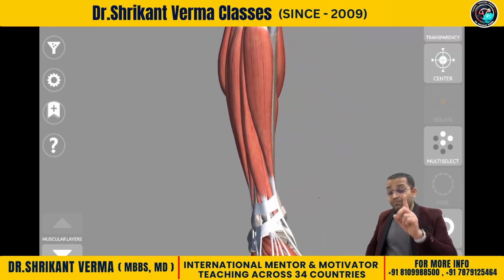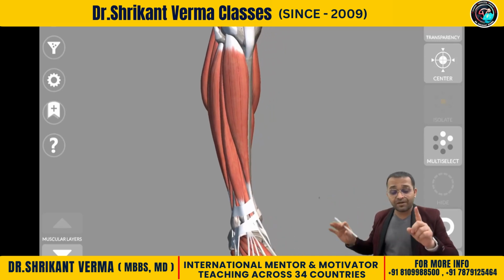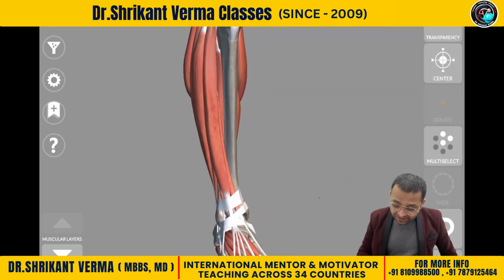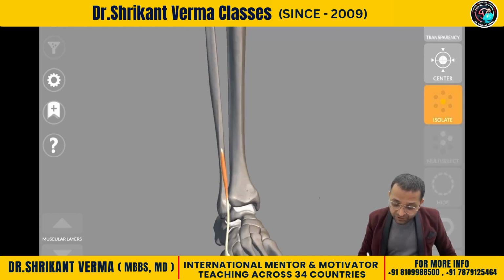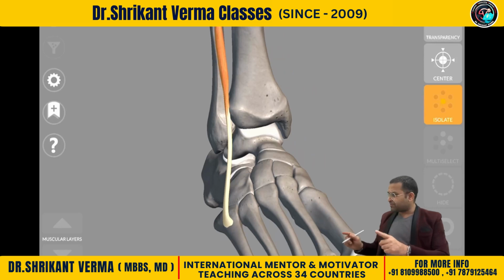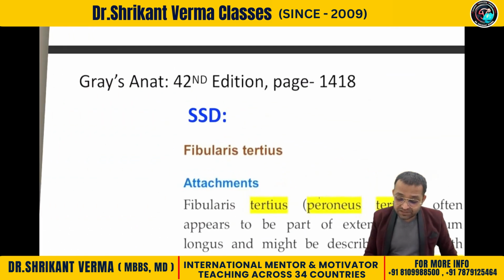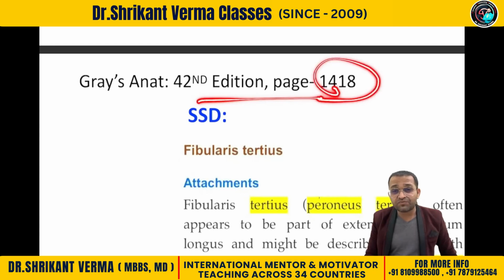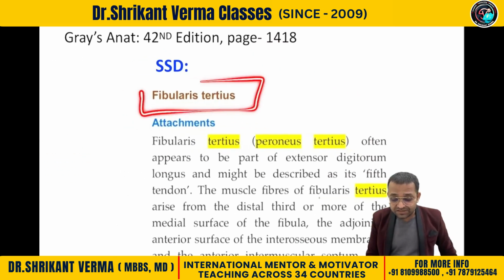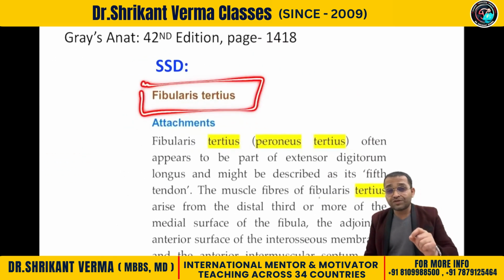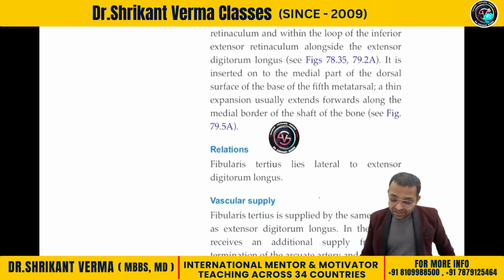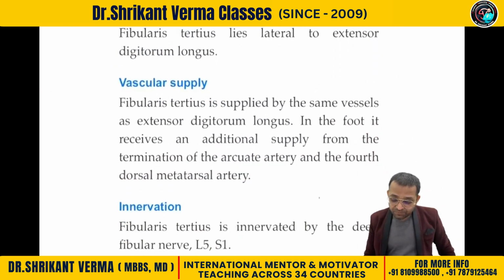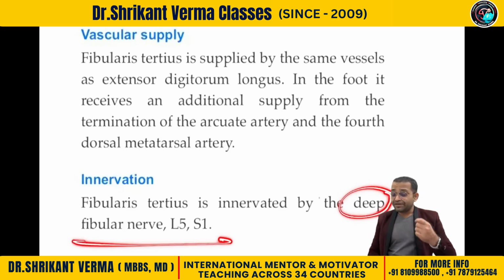The nerve of the anterior compartment, I taught you, is the deep peroneal nerve. So the deep peroneal nerve will supply all the muscles of the anterior compartment: the tibialis anterior, extensor digitorum longus, extensor hallucis longus, and the peroneus tertius. Remember, in few places you will see it is a hybrid muscle. Sir, Gray's Anatomy, 42nd edition, page number 1418, clearly says the fibularis tertius, also called the peroneus tertius, has only one nerve supply. It is supplied by the nerve of the anterior compartment, the deep peroneal nerve.